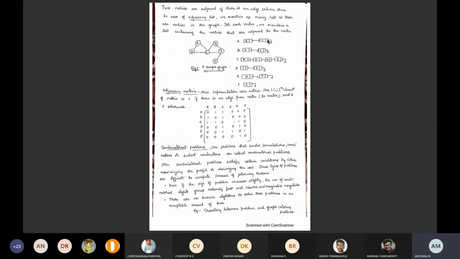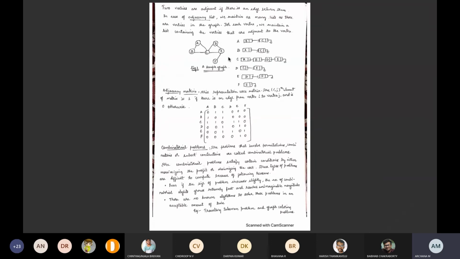Just write them B and C. Whenever you are writing them, you have to write them in ascending order, that is, in alphabetical order. That's all, and the last will be null. And B is connected to A and C. This is the list representation of the graph.